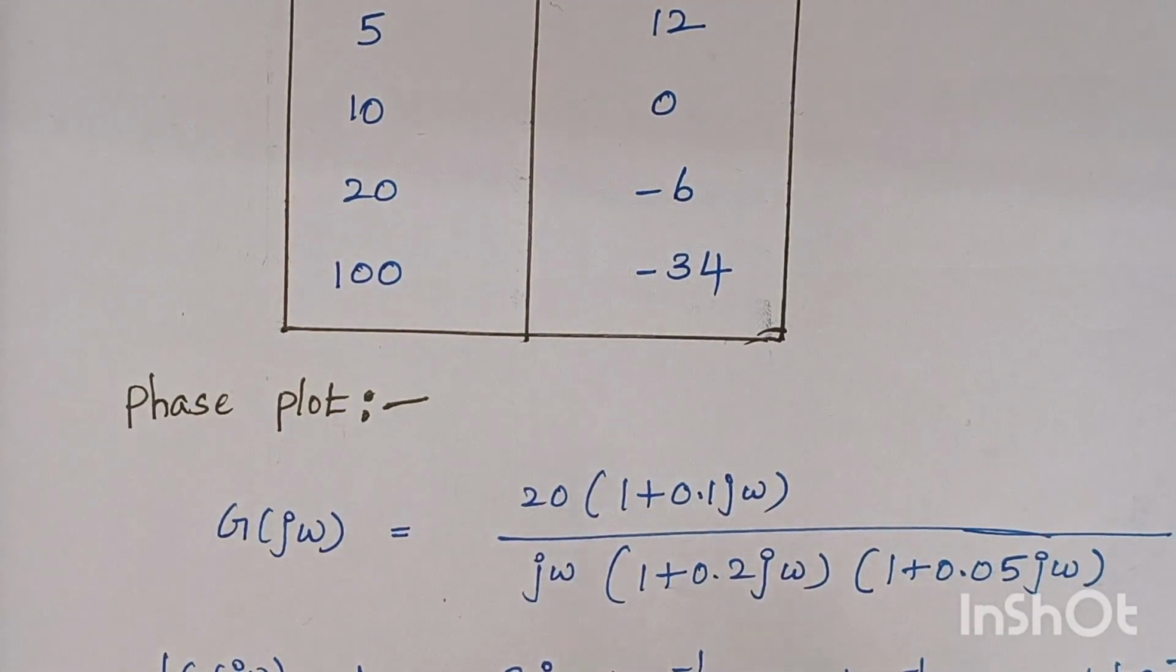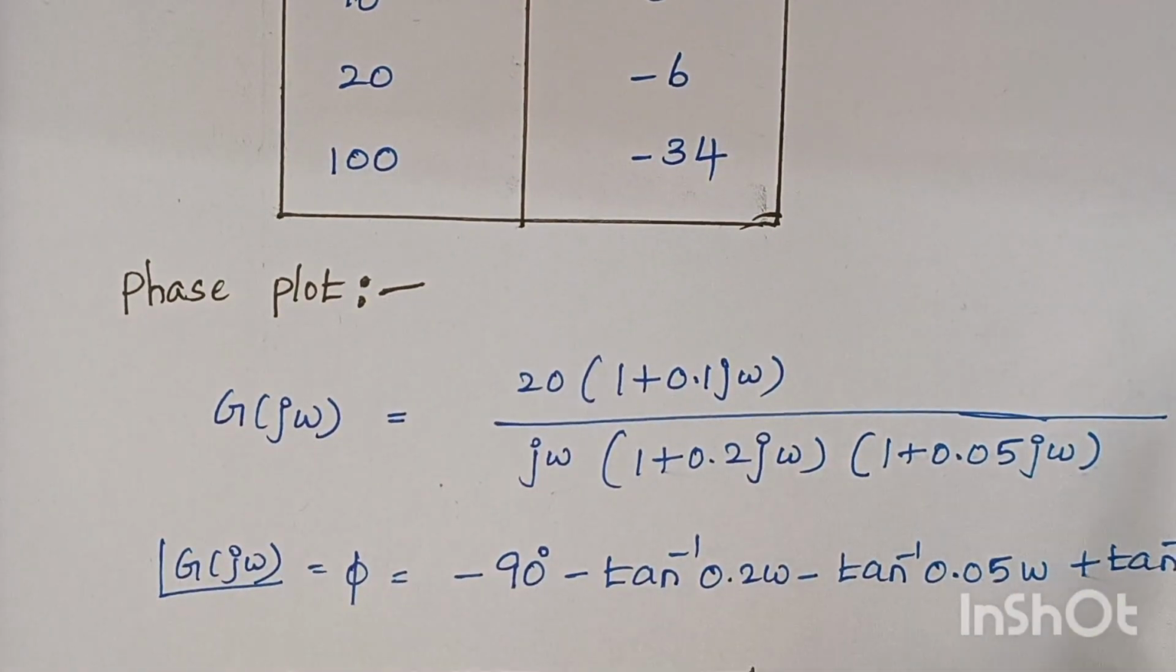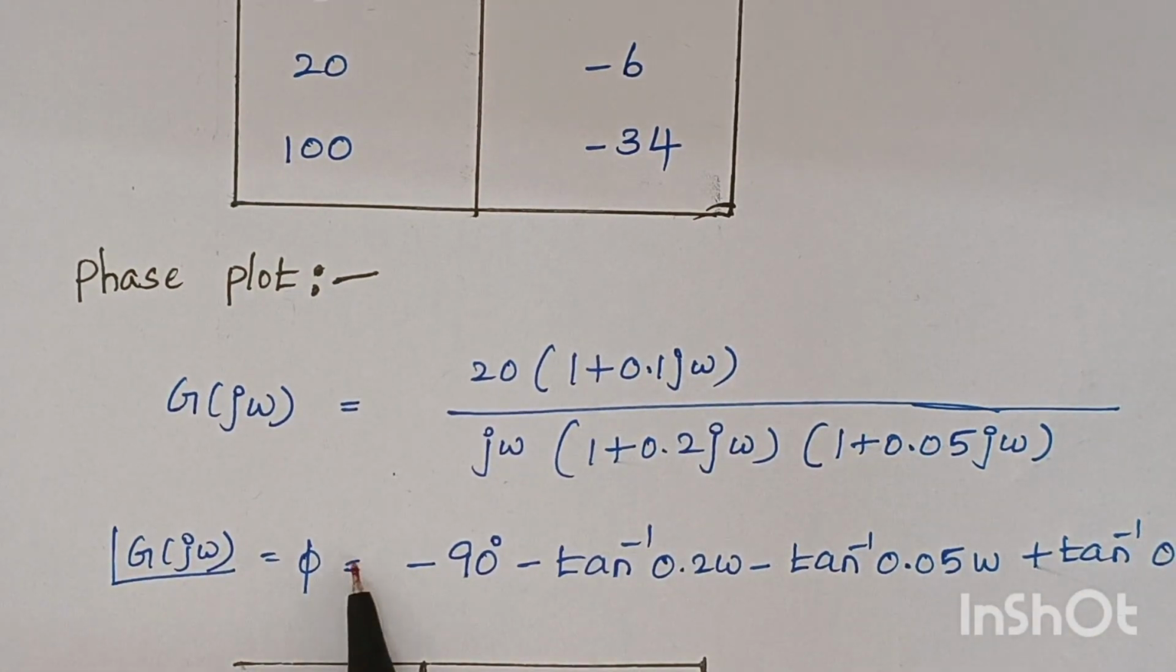I have replaced S by j omega. So now we are going to frame an expression for the phase plot. We have to start with individual terms, and a constant term will never contribute any angle. Here, omega always contributes an angle of 90 degrees. Since it lies in the denominator, it produces an angle of minus 90, right? So that is my first term, minus 90.